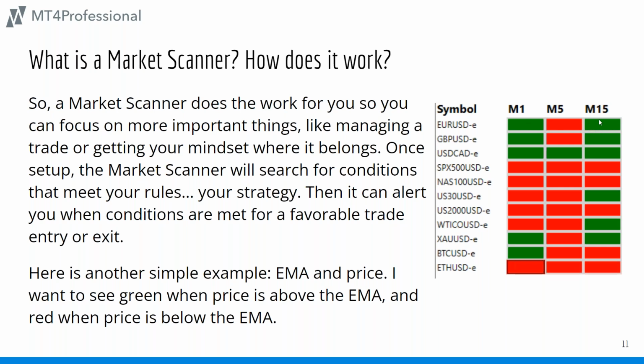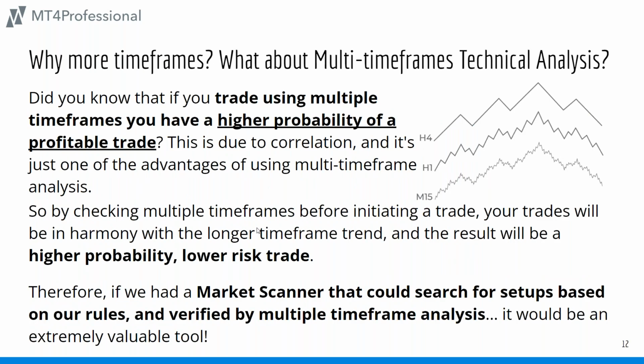Same with the pound. You can see that the S&P, NASDAQ are both longer-term bearish and so forth. So there's a lot of really good information that a scanner can let you know once it triggers. Now, I mentioned multiple timeframes a lot. And did you know that if you trade using multiple timeframes, you have a higher probability of a profitable trade? And that's due to correlation. And it's just one of the advantages of using multiple time frame technical analysis.